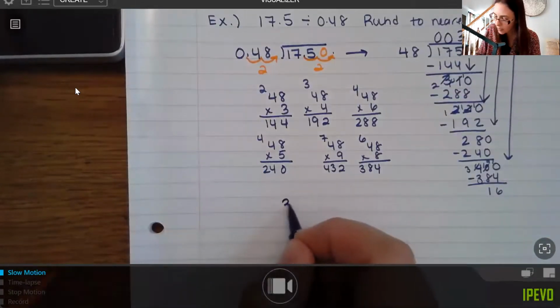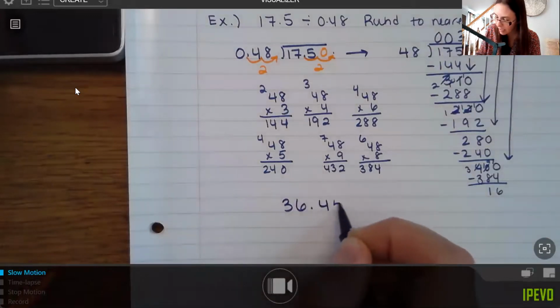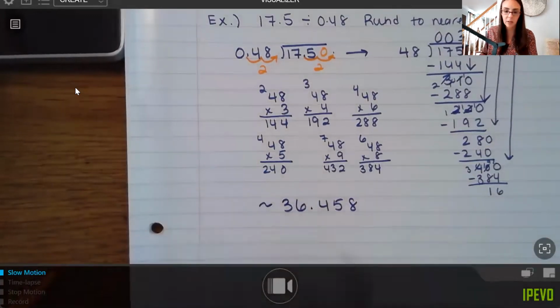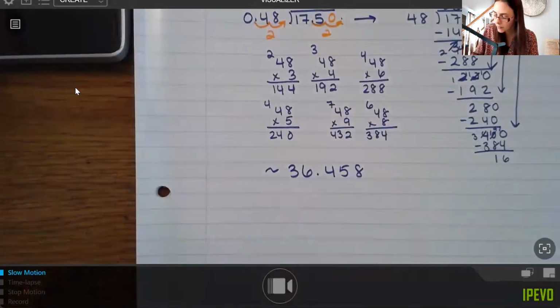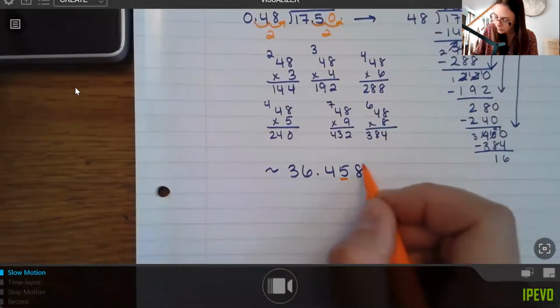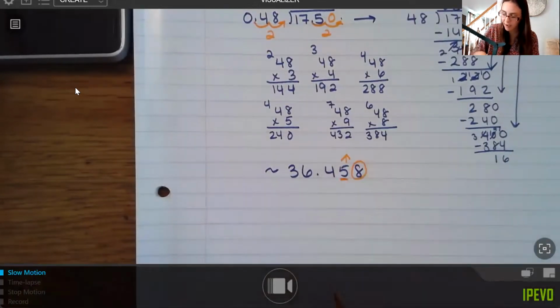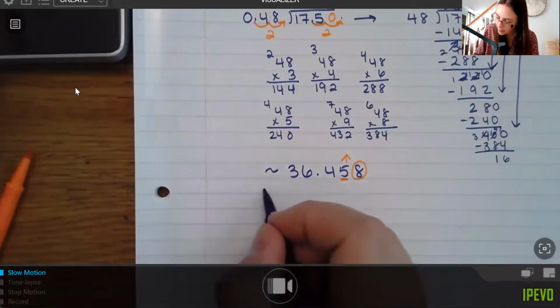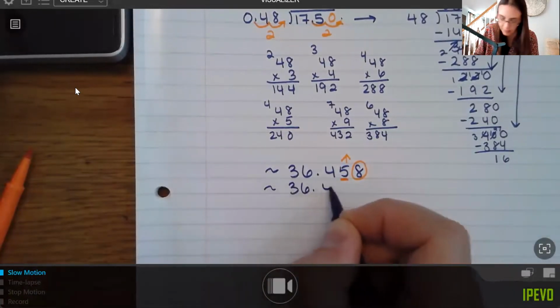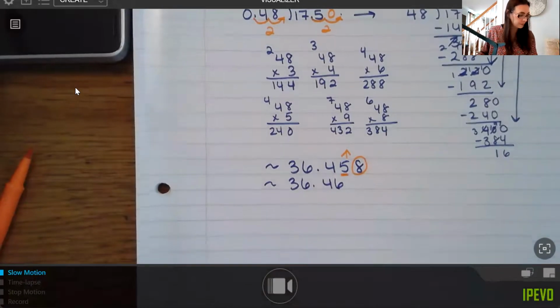And I'm going to use that 36.458, right? This is going to be an approximate answer. I'm rounding to the nearest hundredth. That 8 will end up bumping that 5 up. So my answer is about 36 and 46 hundredths here.